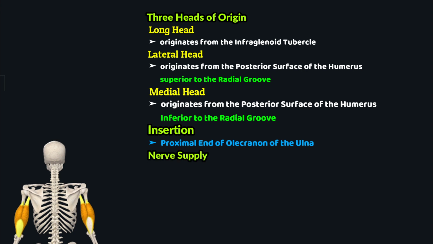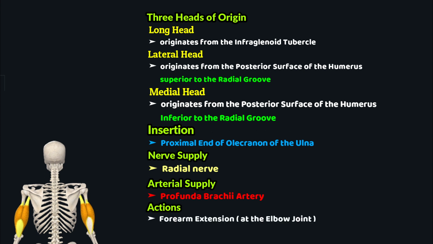The triceps is supplied by the radial nerve. The arterial supply of this muscle is the profunda brachii artery. And the actions of the triceps: this muscle acts as an extensor and it extends the forearm at the elbow joint, and it also plays some part in extending the shoulder at the glenohumeral joint.